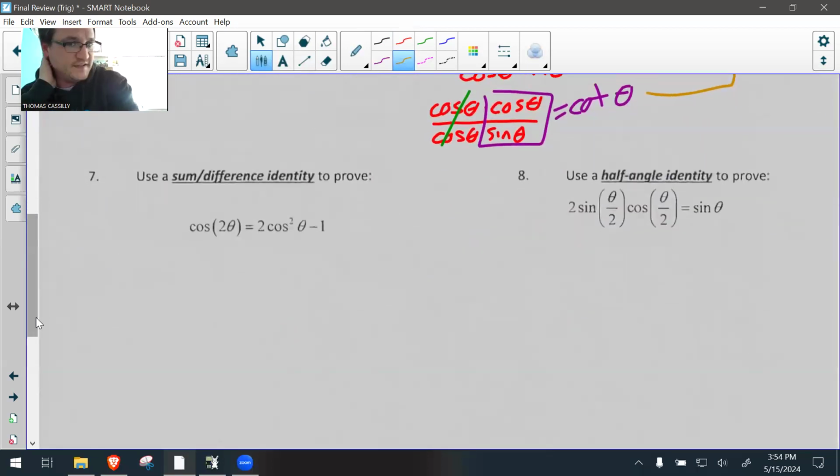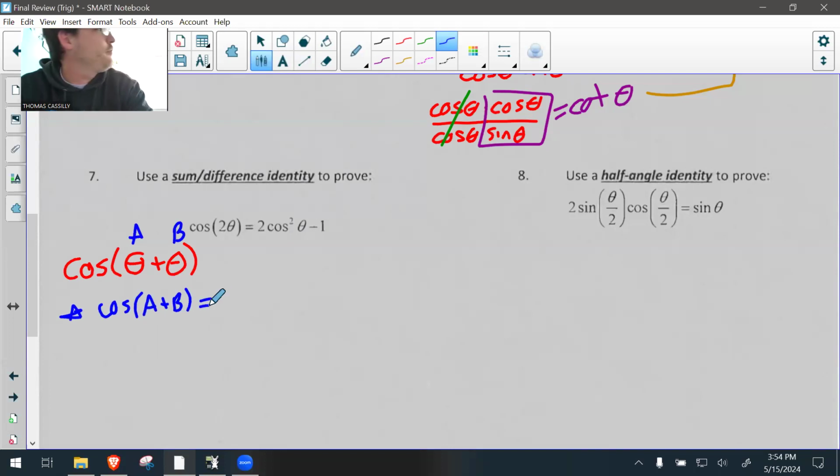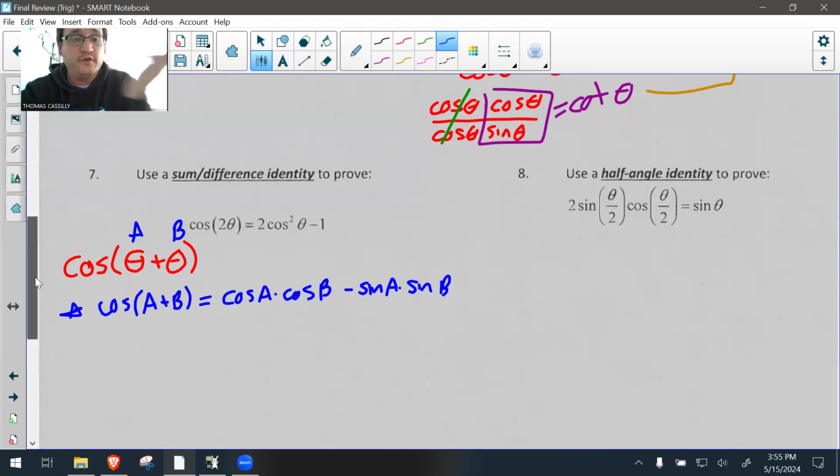Use the sum and difference identities. Cosine of 2 theta is really just cosine of theta plus another theta. We talked about these in the last one. If you want to think about this as your A and your B values, the cosine of A plus B is cosine of A times cosine of B, but this one does flip, so minus sine of A times the sine of B. Now on this problem, the only difference is A and B are theta.